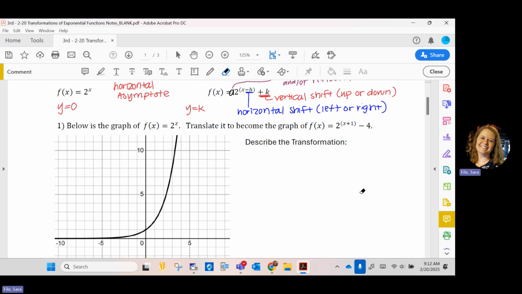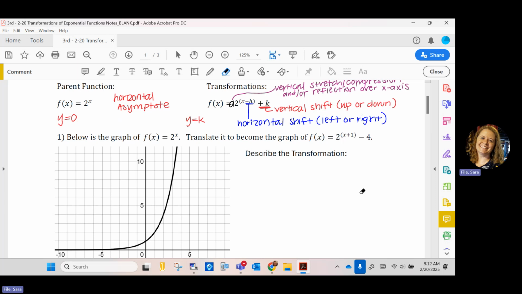Okay, so we said here that the A value stretches or compresses the graph. Is there an A value in this example? Okay, is there something in front of the B being multiplied? Yeah, yes or no question. So the 2 is the base value. Okay, it's 2 to the power of x is what we started with. So the 2 has not changed. That is my base, my B.